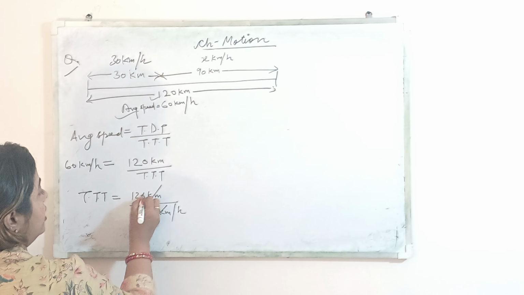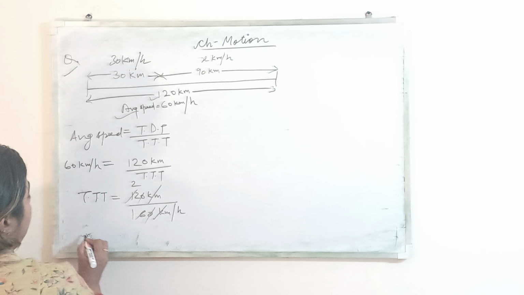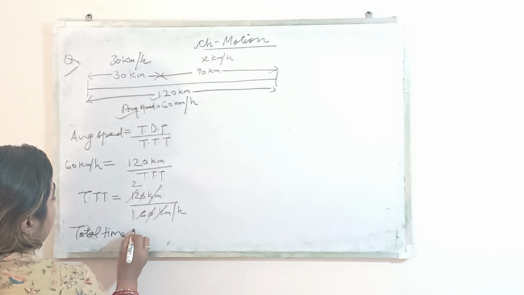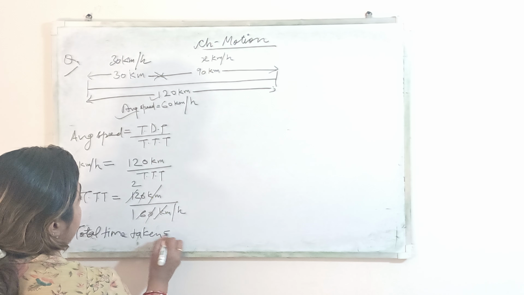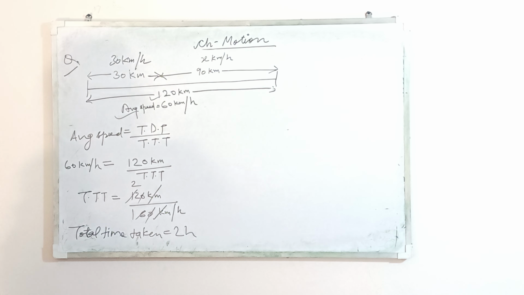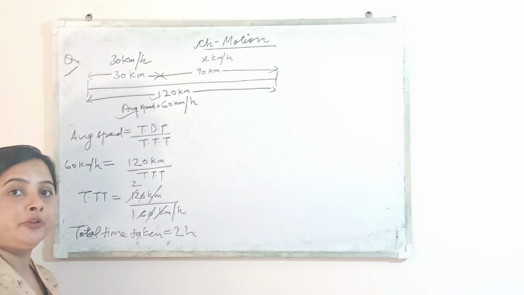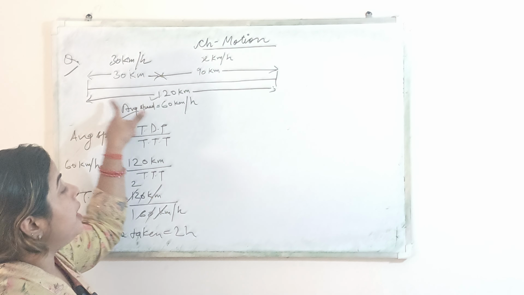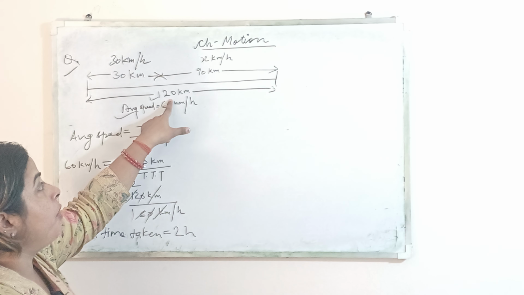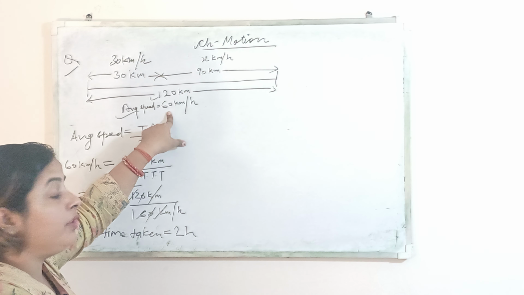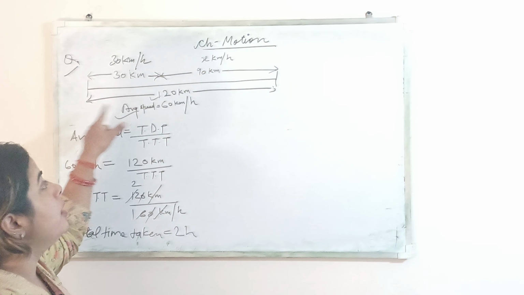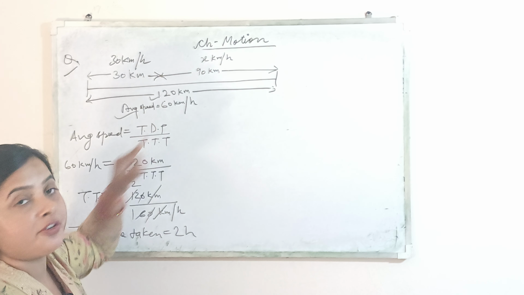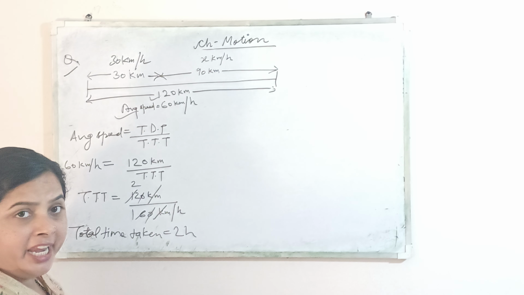Kilometer gets cancelled. 0 0 cancel. 6 1s are 6, 6 2s are 12. So total time taken by the train is 2 hours. I hope this thing is clear to you children. The total time taken by the train is 2 hours. So when the train traveled the length of track of 120 kilometer with the average speed of 60 kilometer per hour, the total time taken by the train to cover this length of the track was 2 hours.